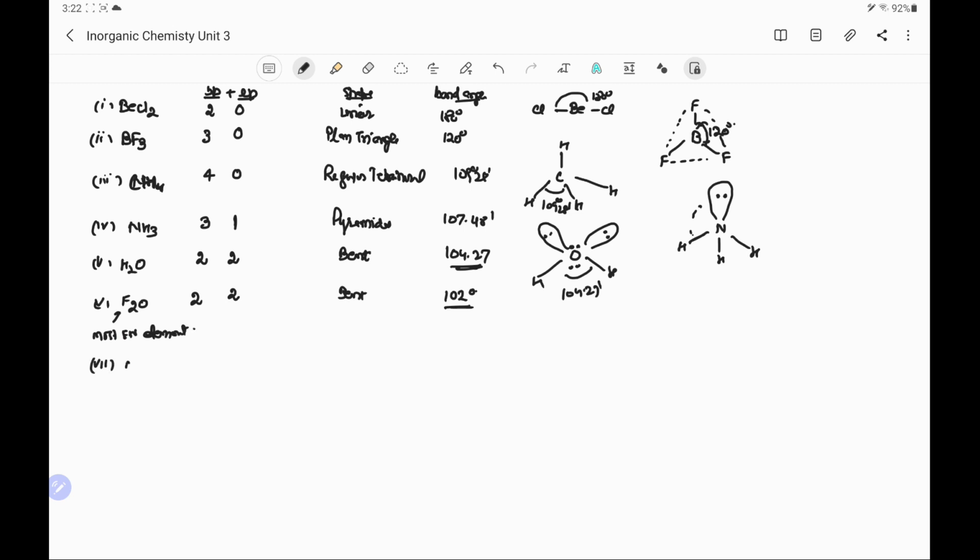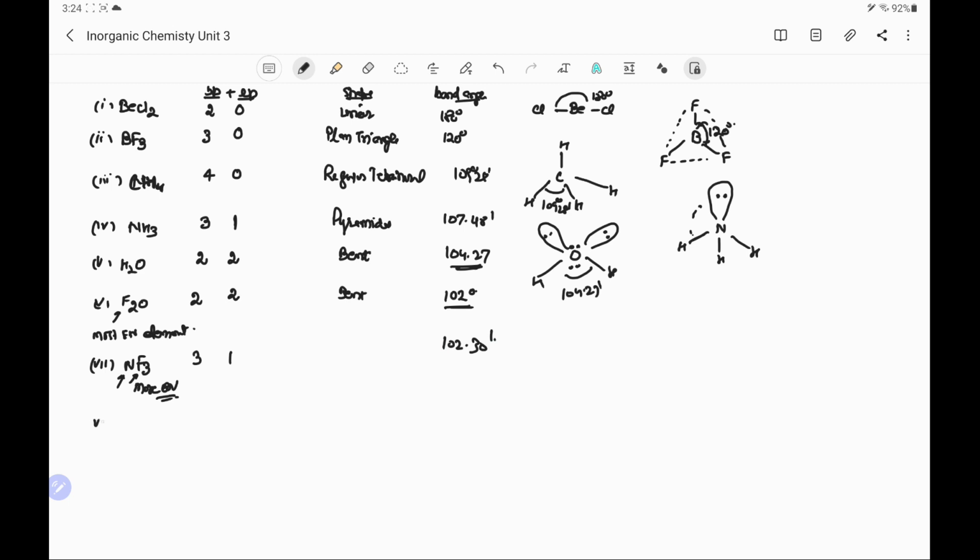Similarly, if we take NF3, it has 3 bond pairs and 1 lone pair, and in comparison to nitrogen, this fluorine is the more electronegative element. Therefore, here the bond angle for NF3 will be 102.30.